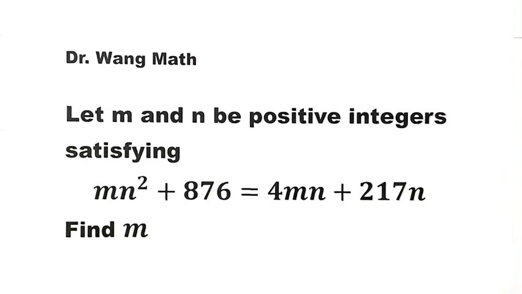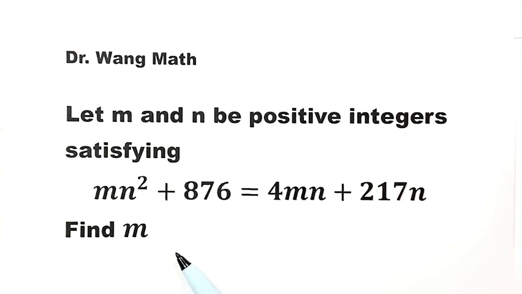In this video, we're going to solve a question from the Singapore Math Olympiad. The question is: let m, n be positive integers satisfying the equation m times n squared plus 876 equals 4mn plus 270n. Then find m. Then how to solve it?